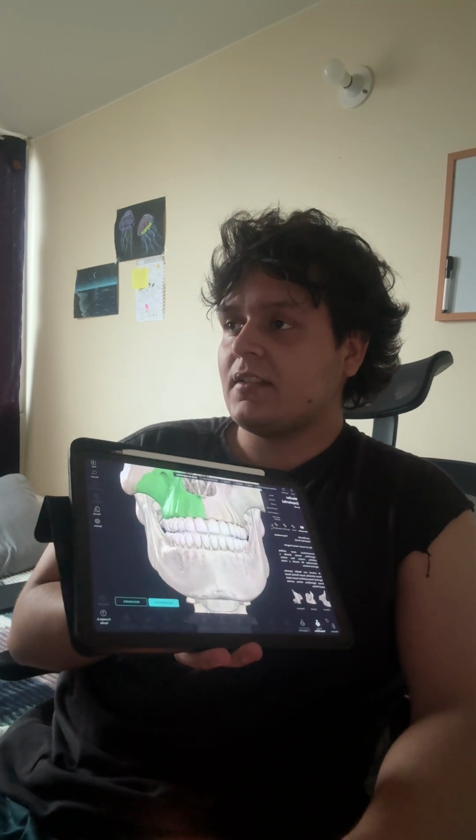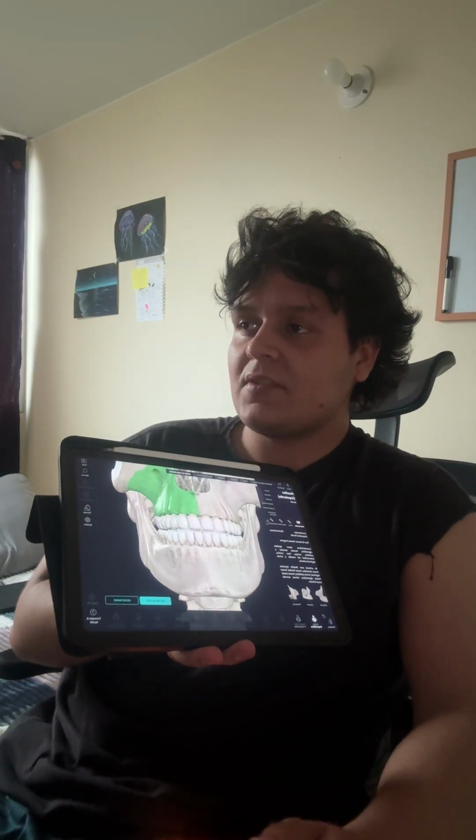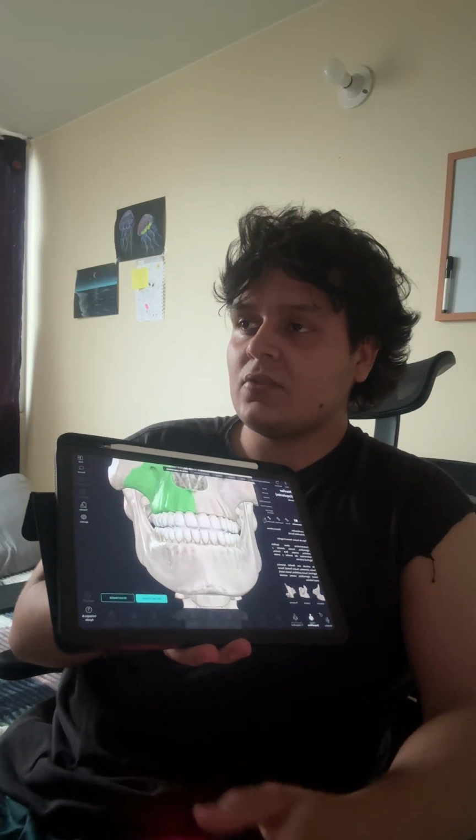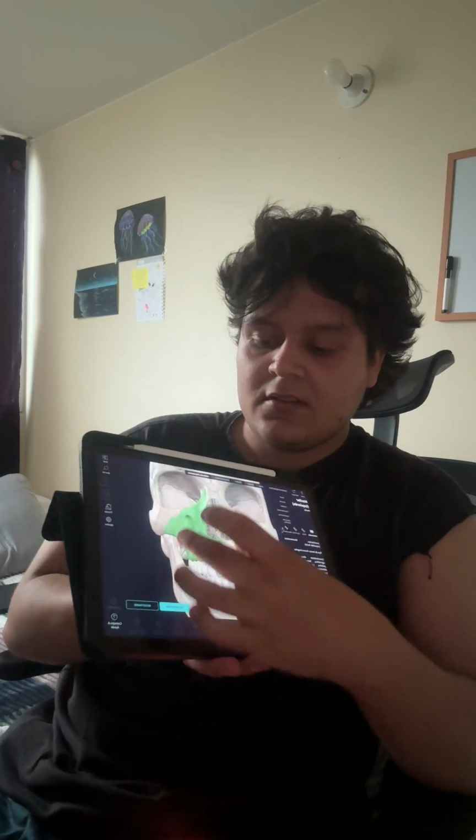The ethmoid bone plays a very important role because it forms part of the roof of the nasal cavity and contributes to the nasal septum, through its perpendicular plate. The vomer, together with the perpendicular plate of the ethmoid and the septal cartilage, forms the nasal septum, which divides the nasal cavity into the right and left halves. Right there.